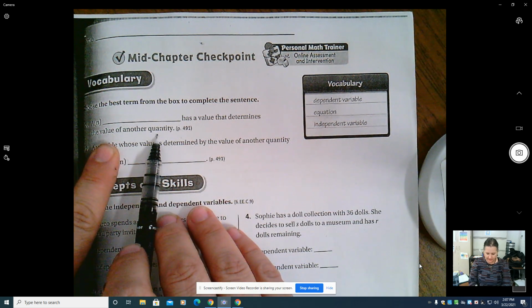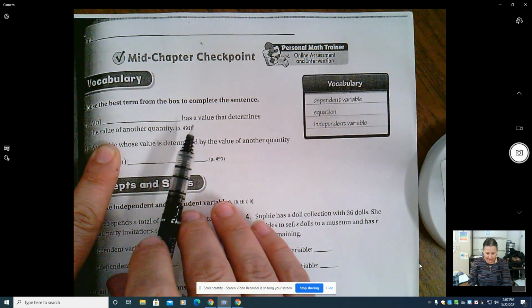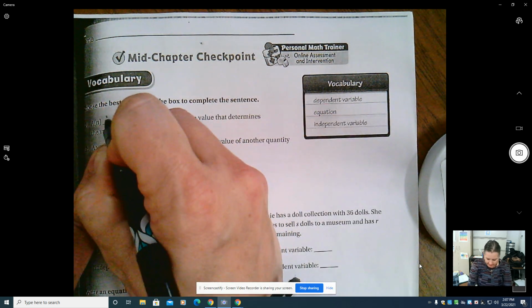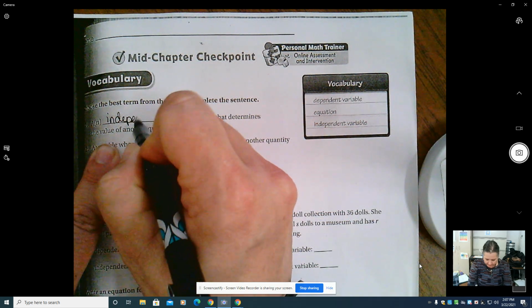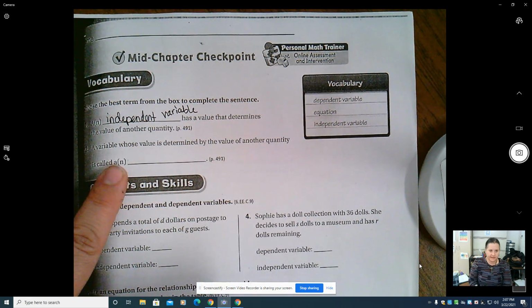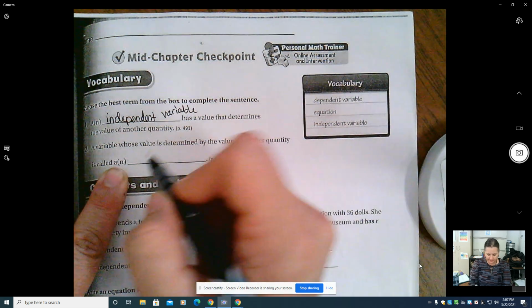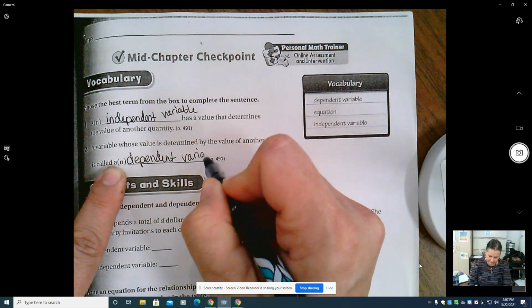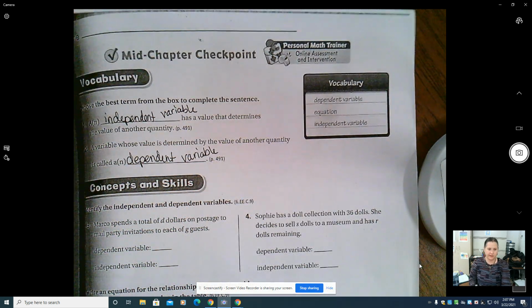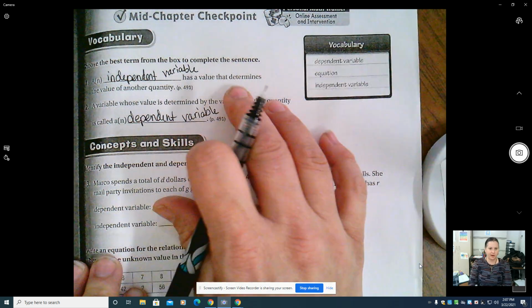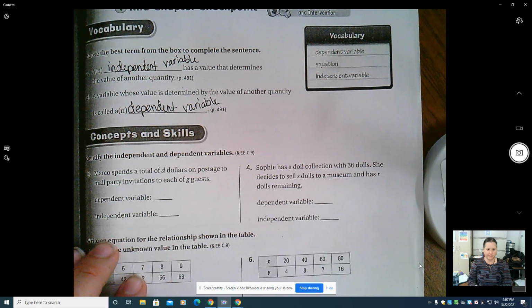So this would be the independent variable, which determines the value of the other quantity. So this one should be independent variable. The next one, a variable whose value is determined by the value of another quantity, is called the dependent variable. Make sure that's written down and that you study the difference between those two. Now let's talk about what they mean, and maybe that will help you with this vocabulary up here.